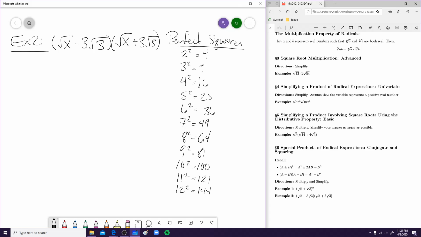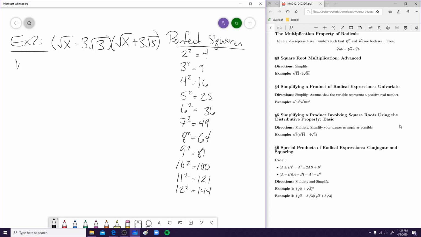For this next example, we still want to multiply and simplify. So I'm looking at this, and I notice that the first terms of each factor are the square root of x, and then the second terms are 3 square root of 3. And then they're both differed by a plus and a minus. What does that mean? This means that these two are conjugates of each other. Since they're conjugates of each other, we can use the difference of squares formula.